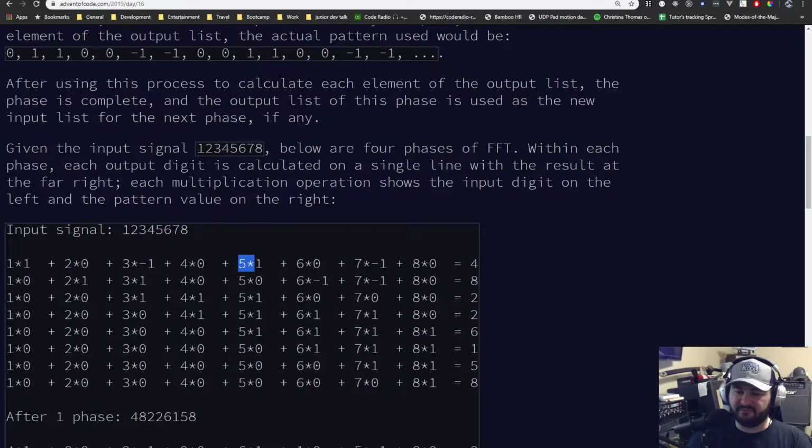So 1 times 1 is 1, plus 2 times 0 is 0. So 0 plus 1 is 1, plus -3 is -2, plus 0 is -2, plus 5, so on and so forth. If you add all that up, you should get 4.